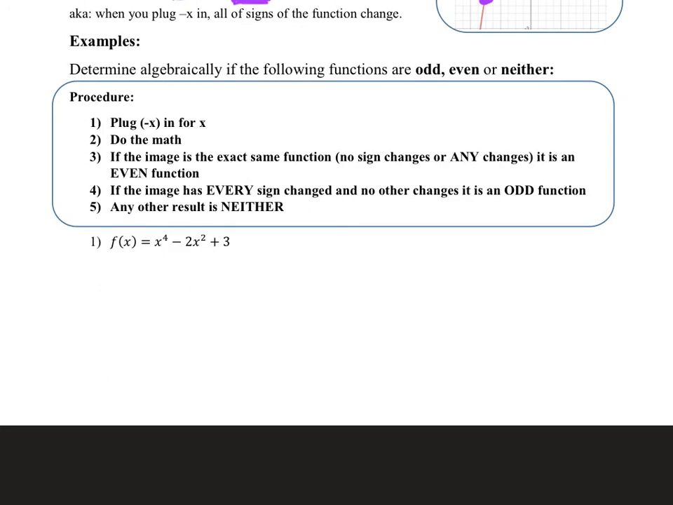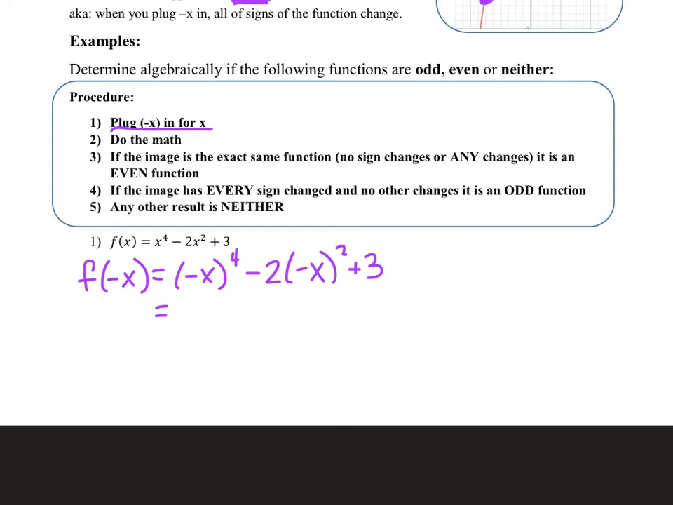All right, so this is what we do. We have to determine if they're odd, even, or neither. So it could be neither. Not all functions have these qualities. So the process is we plug in negative x for x. Do the math. So I'm going to plug in negative x everywhere that there's an x. Okay, do the math.